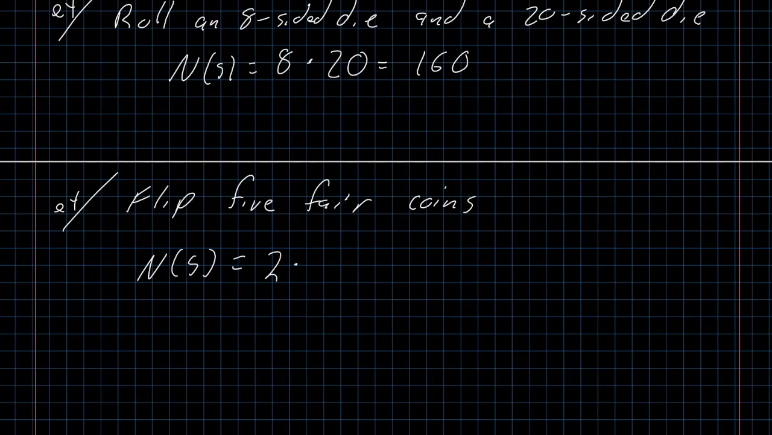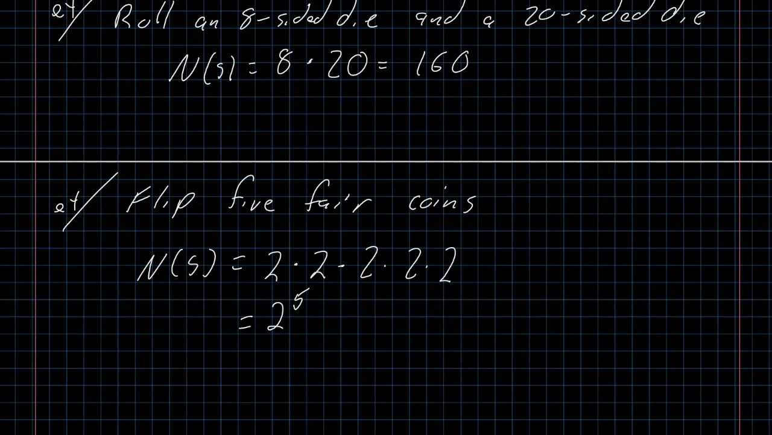So the first coin has 2 possible outcomes, the second coin has 2 possible outcomes, the third coin has 2 possible outcomes, the fourth coin has 2 possible outcomes, and the fifth coin also has 2 possible outcomes. We could simplify that a little bit. Multiplying the same thing times itself multiple times, the shorthand for that is the exponent. We could write this as 2 to the 5th. You don't have to do that, but it tends to make things a little bit easier as far as putting the expression into your calculator.